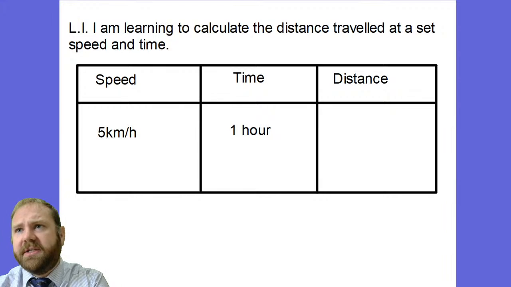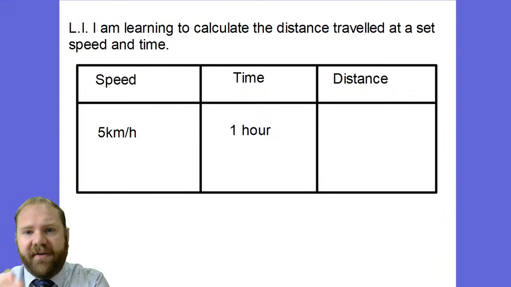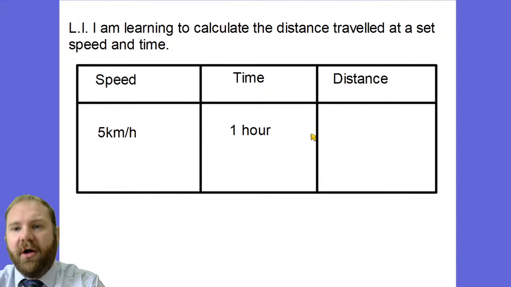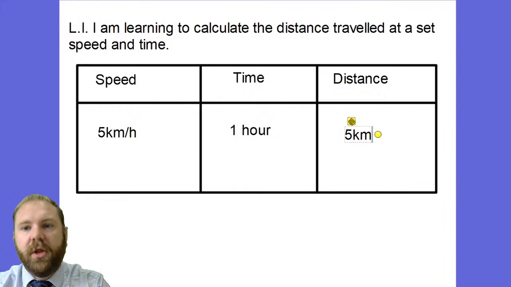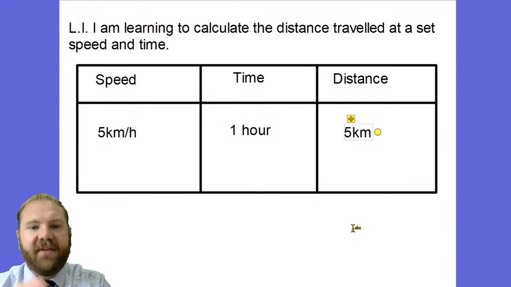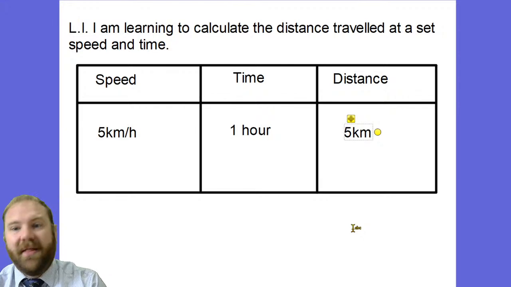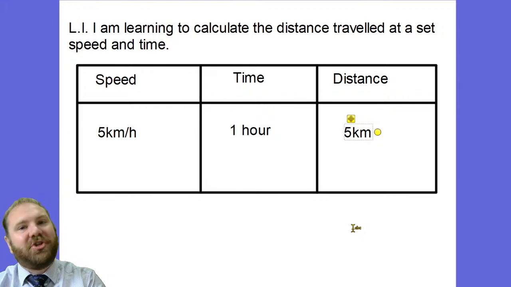Well, per hour means every hour. So I'm going 5 kilometers every hour. I'm doing that for 1 hour. How many kilometers am I going to have gone? Well, obviously, 5 kilometers. The distance will be 5 kilometers. So if I'm going 5 kilometers per hour, and I'm doing it for 1 hour, how far will I go? 5 kilometers. That's pretty easy, but that's your entry point, okay?